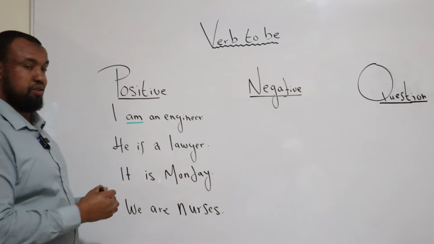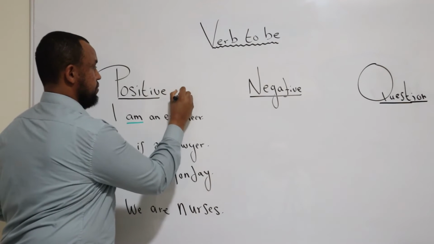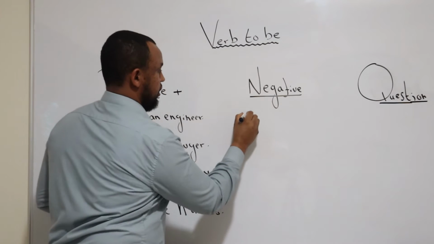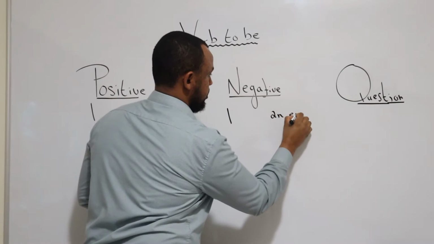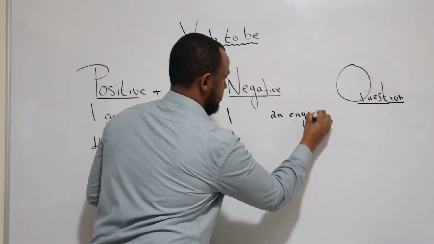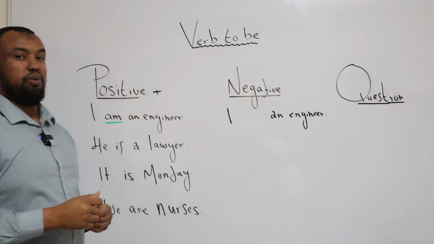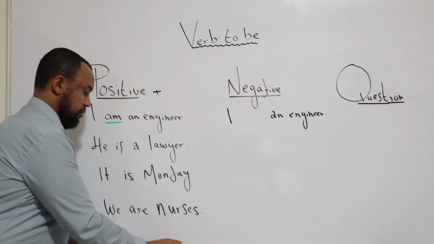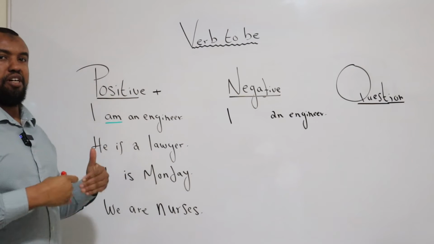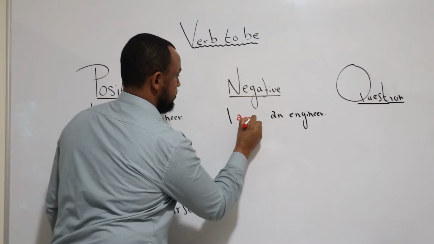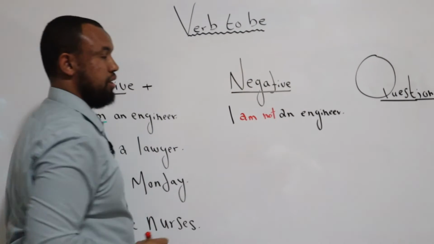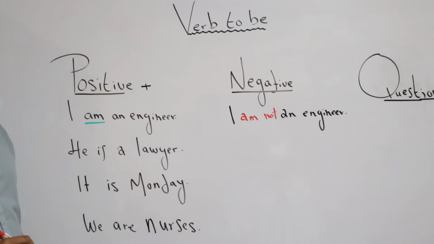Now, let's try to use this in the negative format. So, I am an engineer. This is the positive. I an engineer. What did we say? We're looking for the negative, right? Okay. So, positive, I am an engineer. Negative, I am not an engineer. Clear so far?